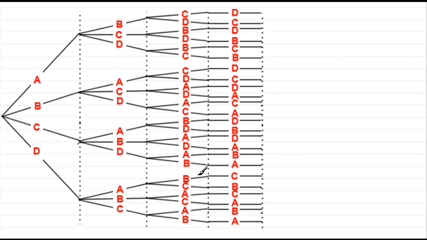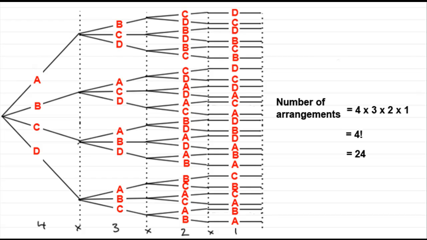But can you see that the number of arrangements would have been 4 for the first letter, then 3, then for all of those 3 there would have been 2, and then 1. 4 by 3 by 2 by 1. 4 factorial in other words. And what does that come to? Well, it comes to 24. So I hope that you found out that the number of arrangements then was 24.